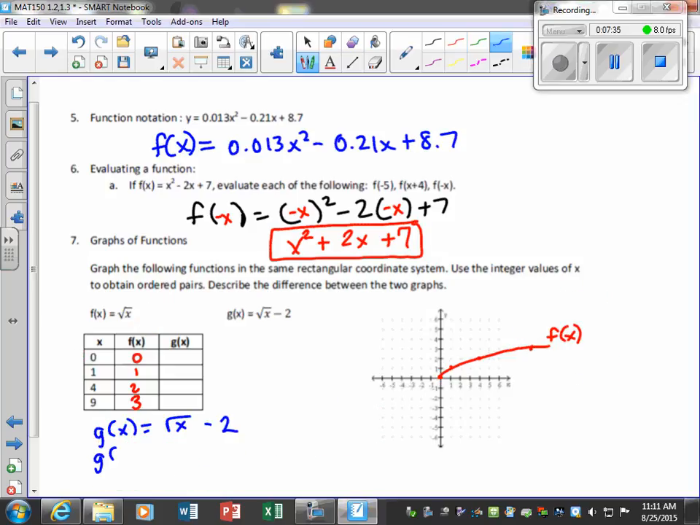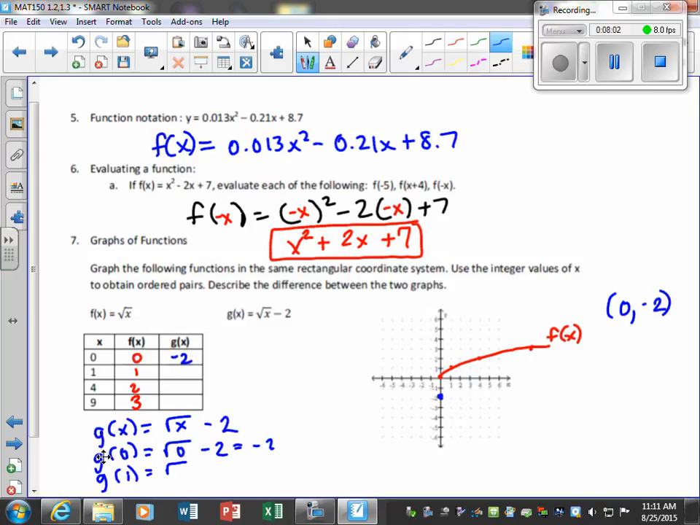Okay, so we're going to evaluate the g of x function now, and let's do g of 0. So that's going to be the square root of 0 minus 2. So what is the square root of 0? 0, and then negative 2 is just going to be negative 2. What's the ordered pair for this? When x was 0, y was negative 2. So let's go ahead and we'll plot these as we go.